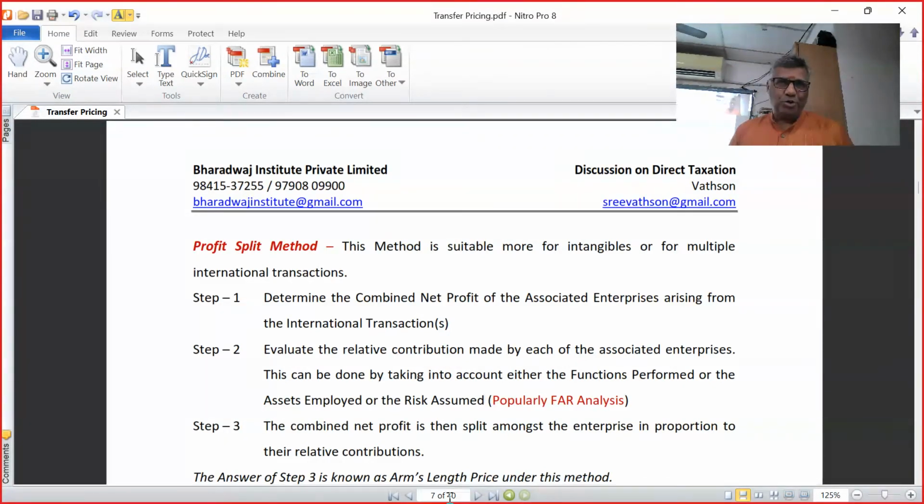Neither the revenue nor the assessee should get affected. We popularly call it arithmetical mean, nothing but average. Arithmetical mean, average of the method, average of the price. All of us listen: average of the price should be taken.